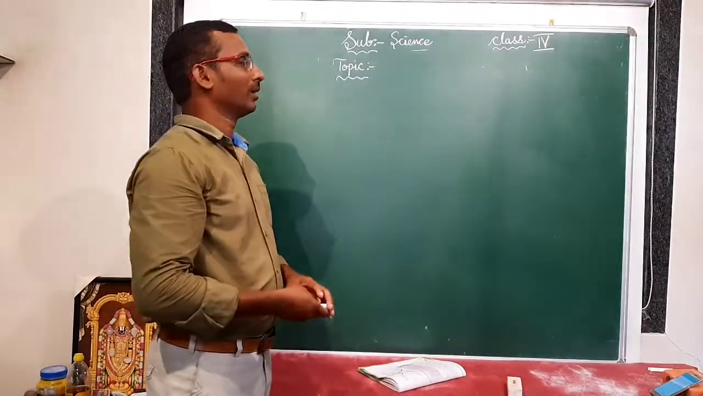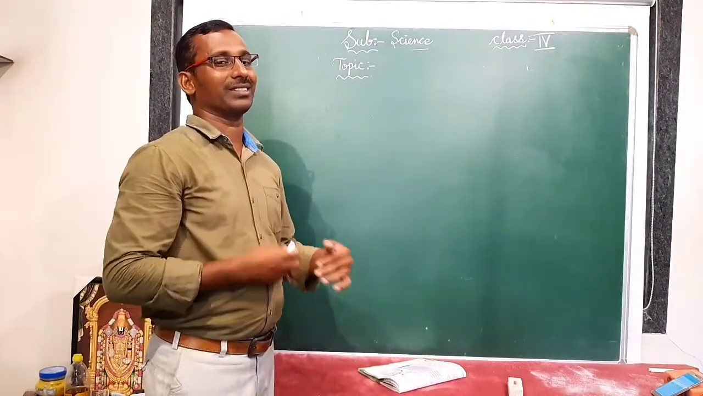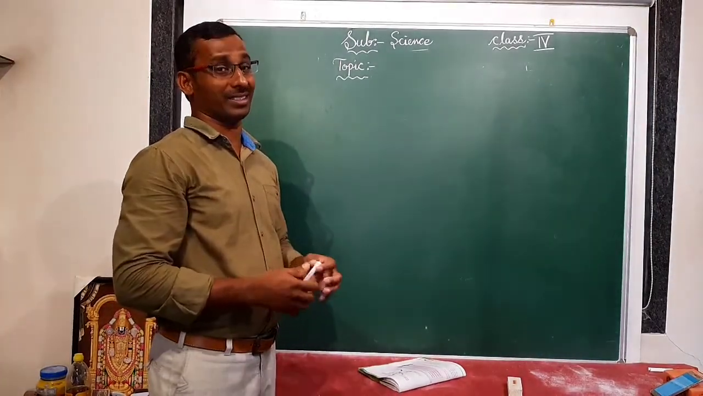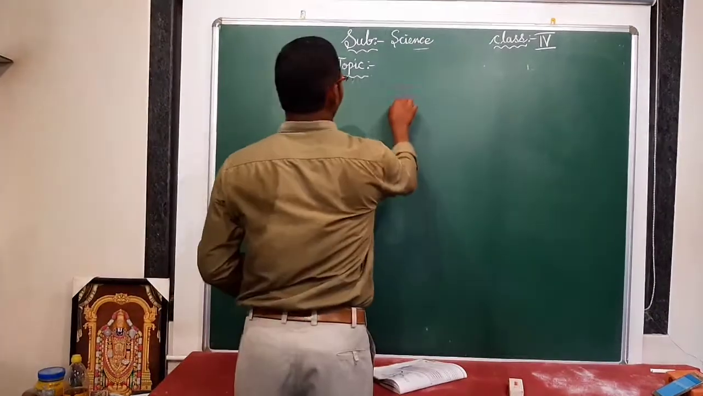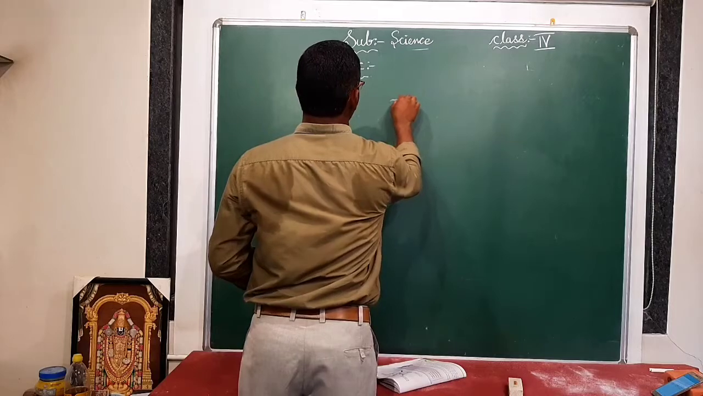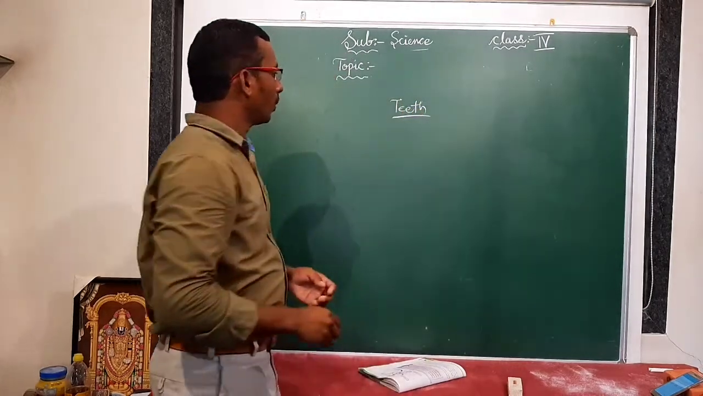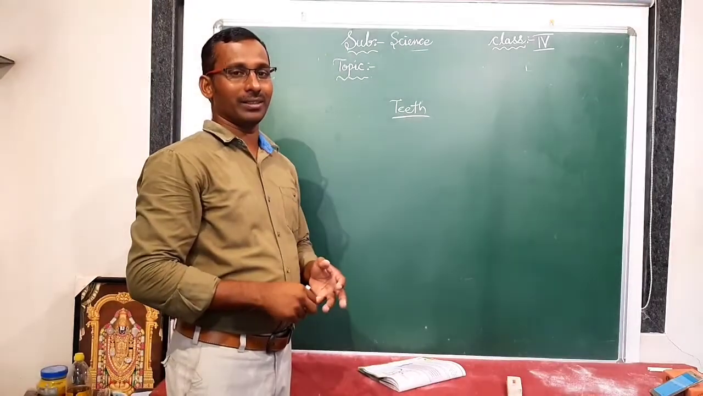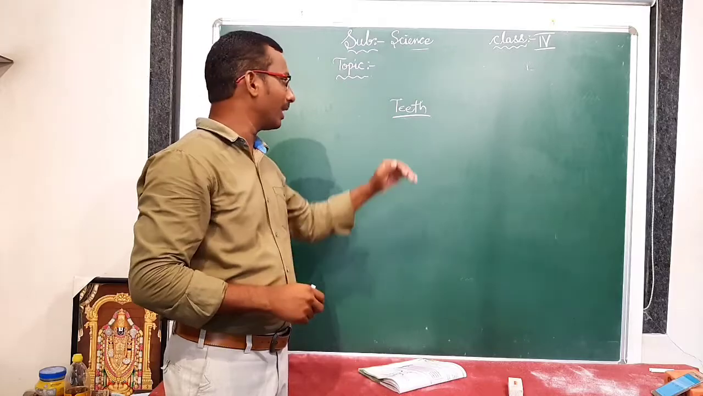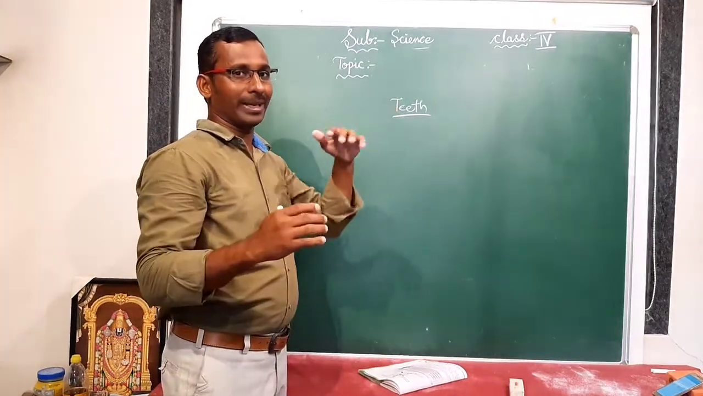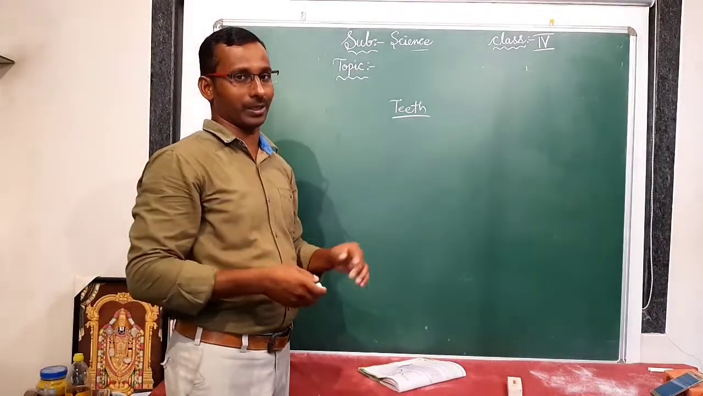this class, I am revising your previous class. What did we discuss in our previous class? What is the name of the topic? Yes, our teeth. So we discussed teeth. Is it right? Okay. What are the uses of teeth? We can chew food items, tear, bite, everything we do with the help of teeth. It means we can make big food particles into small food particles.